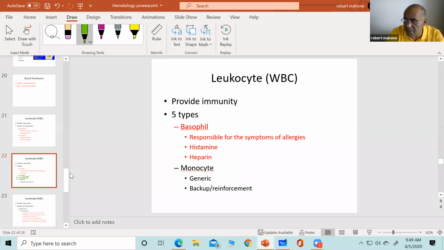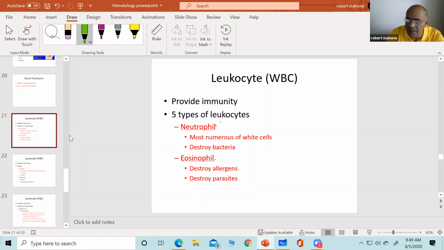So they're the backup or the reinforcement, takes a long time to reproduce, and an increased monocyte count is usually not a good sign. There's something been going on in your body for a while now. All right, so those are the first 5 types of white cells and what they're responsible for. The ones in red, know them.